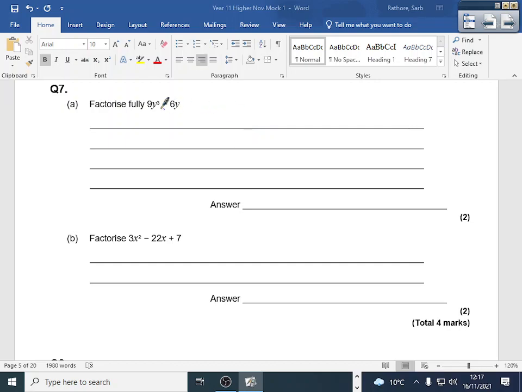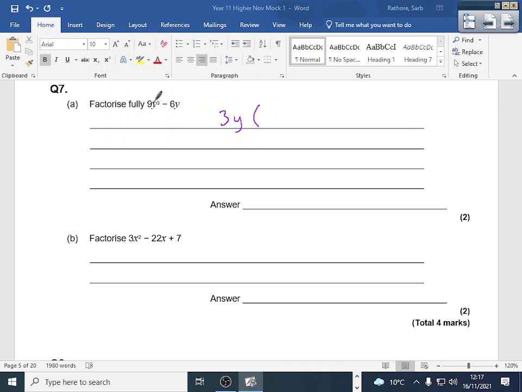Okay, when factorizing, you're going to look for the highest common factor in the numbers and the letters. So in the numbers, the highest common factor is 3. And the letter which is common in both of them is y. Then you introduce a bracket.